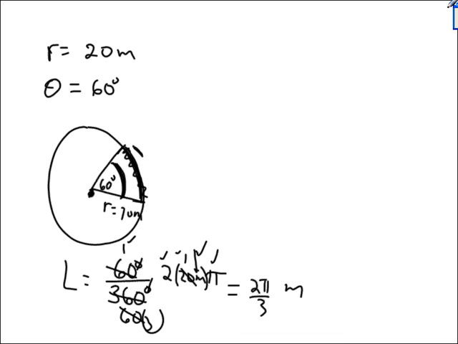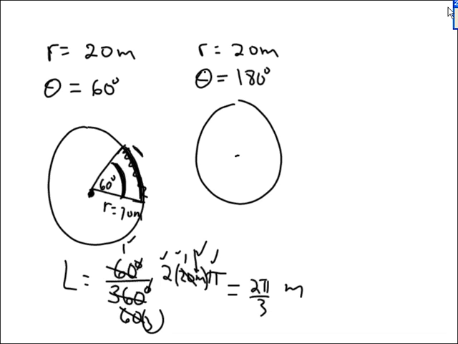What if it's a semicircle? R is still 20 meters. So if it's a semicircle, half a circle, it's 180 degrees. Basically, that's my angle, 180, and I want to know how long this is.